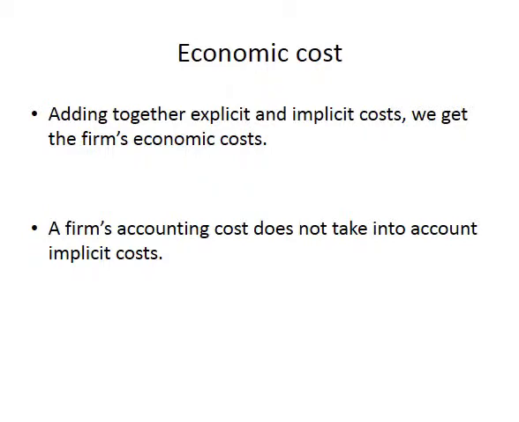So economic cost is nothing more than adding together the explicit and implicit costs. A firm's accounting cost is different. We'll mention this briefly, but this is not part of what we're going to take into account as economists. The firm's accounting cost does not take into account the implicit costs, and we'll see an example coming up to make it a little clearer. But in terms of accounting, in essence, they're looking at the money flows. So what did you actually have to pay for out of pocket, and that makes up the firm's accounting cost.